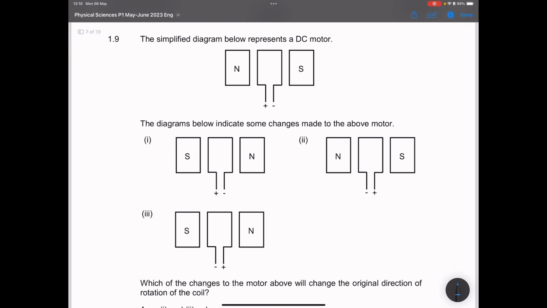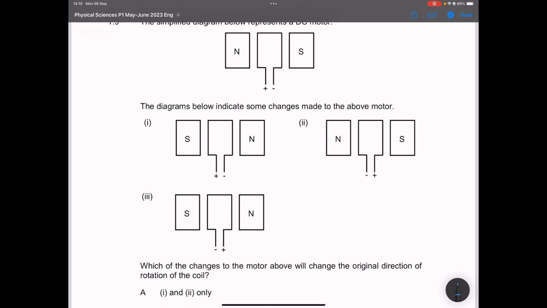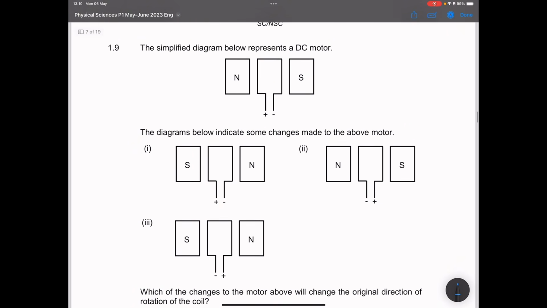Right, as we move right along, they say the simplified diagram below represents a DC motor. Okay, so they say the diagrams below indicate some changes made to the above motor. Right, so what do they want to know? They want to know which of the changes to the motor above will change the original direction of the rotation of the coil. Now, without necessarily just making things difficult for ourselves, right? So we know in this case the direction of the current would be in that way. The direction of the field would be from north to south. Current moves from positive to negative. That's as per conventional current, right? So in order for us to maintain the same direction, if we make any changes, we have to make changes both on the magnetic field as well as on the current. If I change one of them, then it will definitely change the direction of rotation, right?